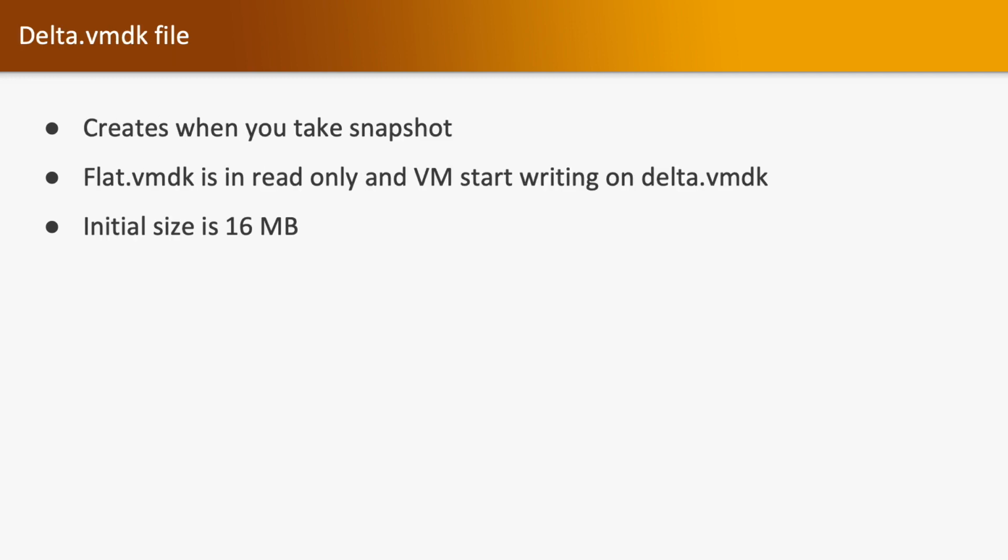Delta.vmdk. Delta.vmdk is a snapshot file. When you create a snapshot, delta.vmdk will exist in the virtual machine directory. And when you have a delta.vmdk, the virtual machine stops writing data to the actual flat.vmdk file, puts flat.vmdk in read-only mode and starts writing the data to delta.vmdk. The initial size of the delta.vmdk is 16 MB, and it increases as you write data during the snapshot.